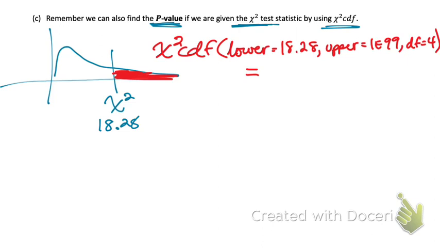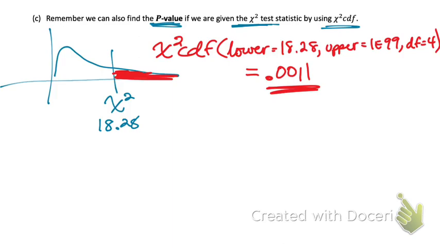What'd you get? Your lower is 18.28. Your upper is infinity. Your degrees of freedom is 4. And second vars is chi-squared CDF, not normal CDF. What did you get? 0.0011? It's almost like that's the same as the p-value. It's close. It's the same.